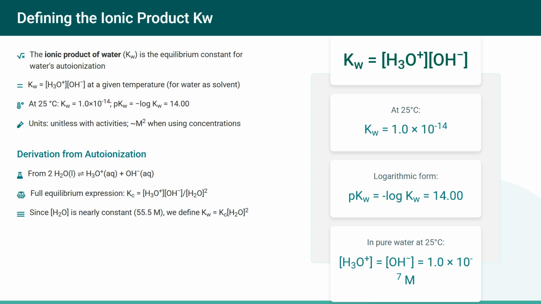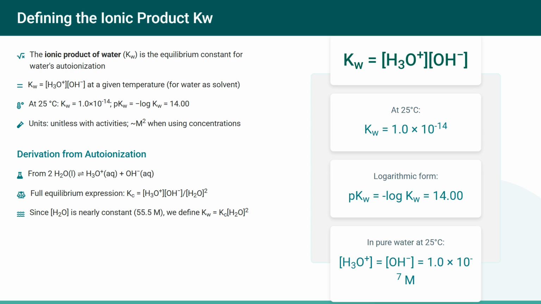Where does this come from? Let's derive it from the autoionization reaction. From 2H2O liquid in equilibrium with H3O+ aqueous and OH- aqueous, the full equilibrium expression would be Kc equals the concentration of H3O+ times OH- divided by the concentration of H2O squared. Since the concentration of water itself is nearly constant, a massive 55.5 molar, we simplify this by defining Kw as Kc times the concentration of H2O squared. This gives us our clean final expression. Kw equals the concentration of H3O+ times the concentration of OH-.